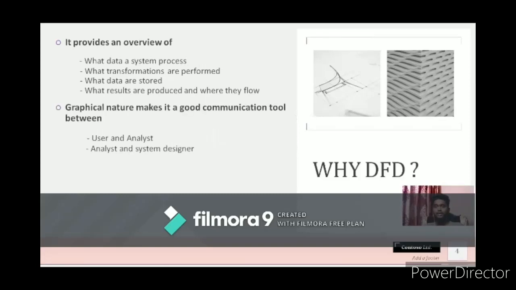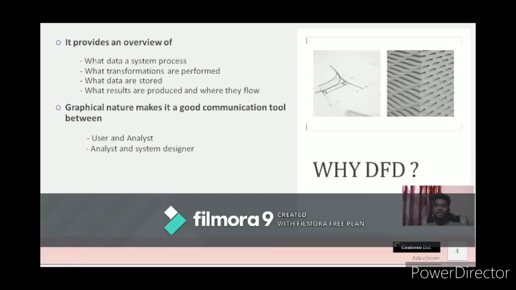The graphical nature makes it a good communication tool between user and analyst. Okay, why DFD? This point shows why DFD is important. It is graphical in nature, which makes it a good communication tool between user and analyst, because the user needs to know what kind of process it is and how the process is going on in their system. So the communication will be proper and effective.